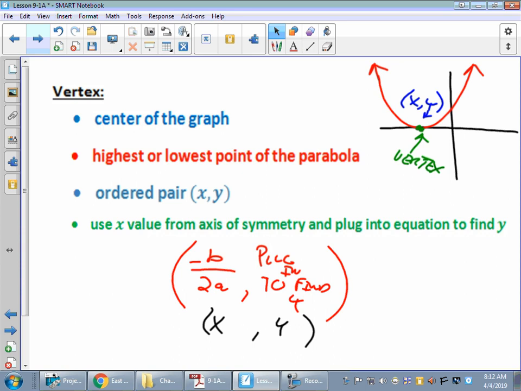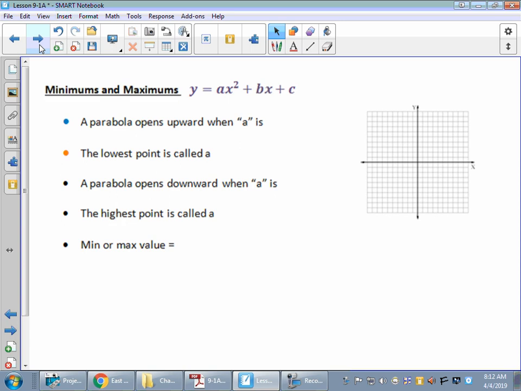Okay? Let's keep rolling here. I know it's a lot. If you need to pause it, take all the stuff down, and get the information down, and be ready to roll. Okay, minimums and maximums.